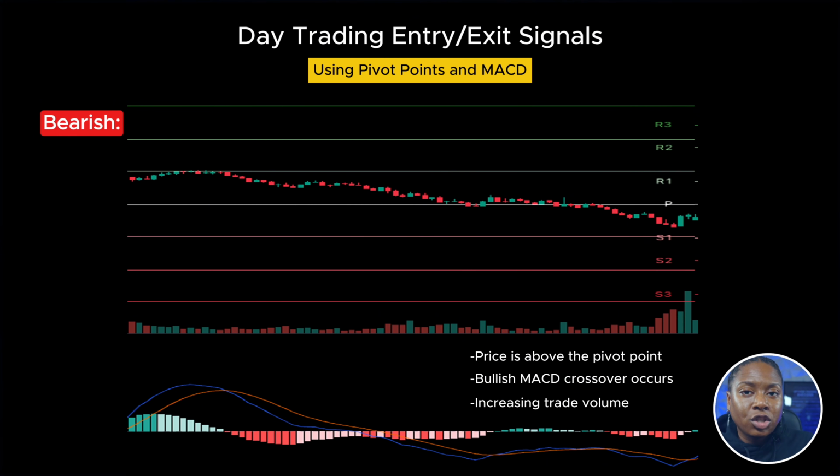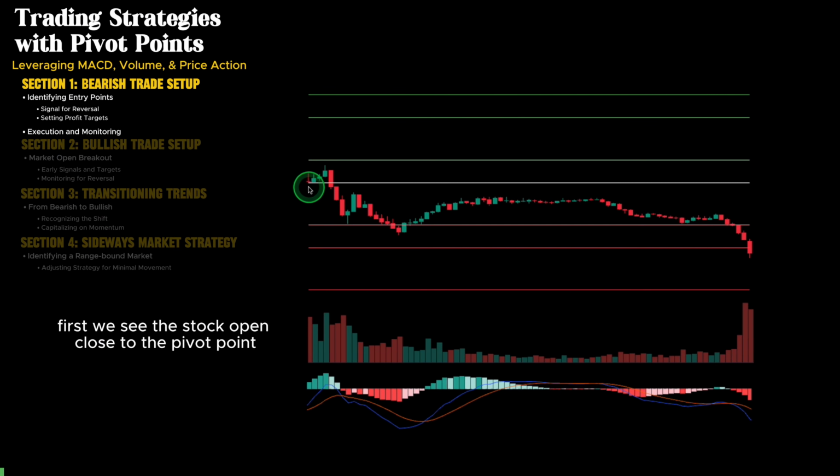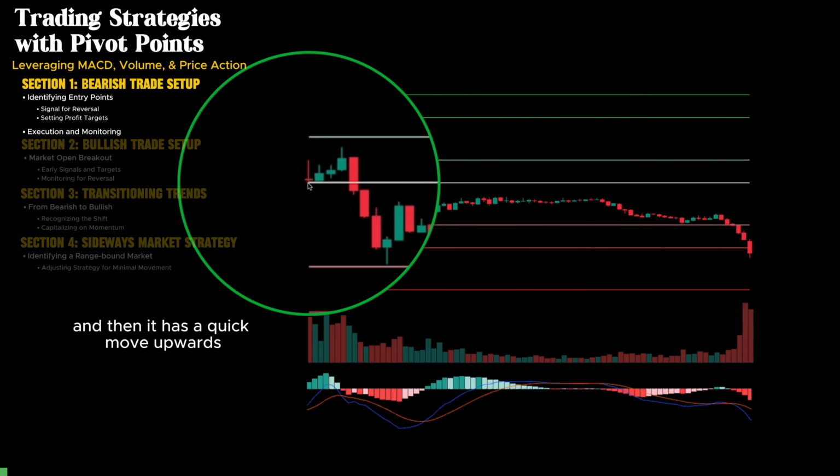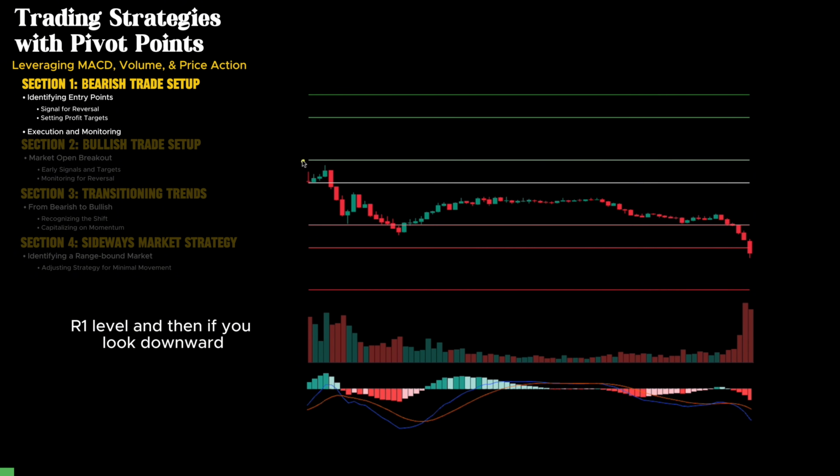And then you would enter your bearish trade. And this is going to be an example of what we're talking about. First, we see the stock open close to the pivot point, and then it has a quick move upwards towards that first resistance level, that R1 level.